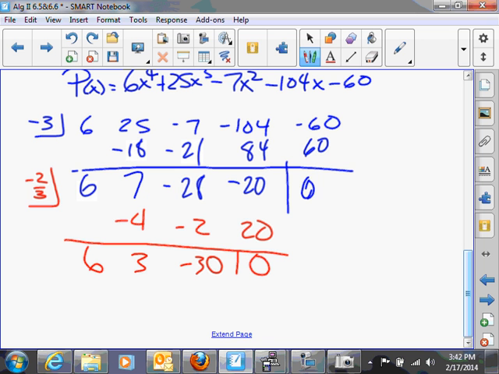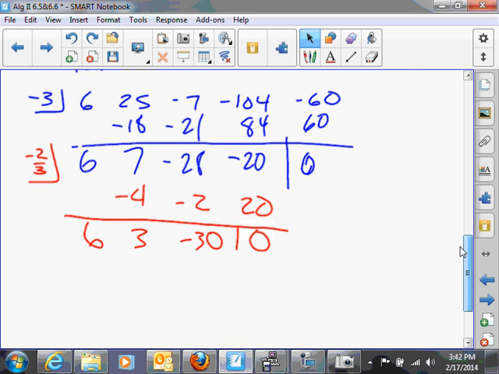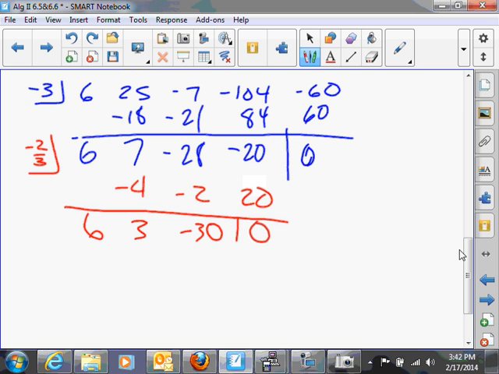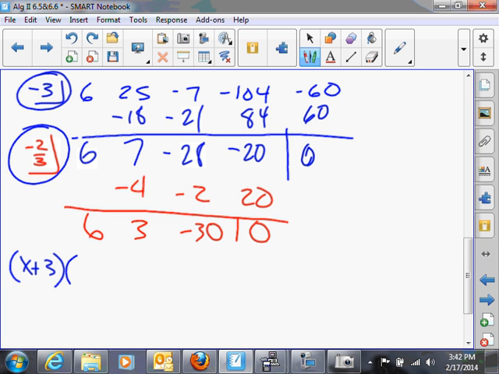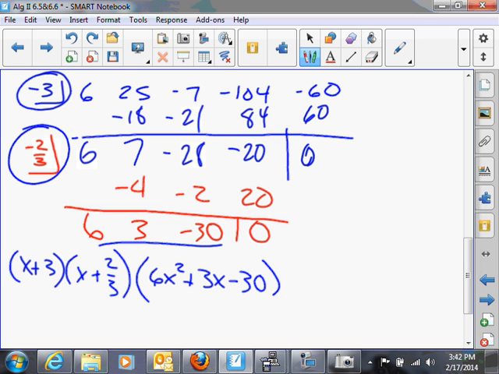Now, at this particular point, let's take a look at what we've got. This 0 right here tells us that x plus 3 is a factor. Now, this 0 tells us that x minus negative, or x plus 2/3 is a factor. And these numbers here tell us that 6x squared plus 3x minus 30 is a factor. Now, one of the things that happens when you're using a fractional 0 is you get this binomial that has a fraction in it.